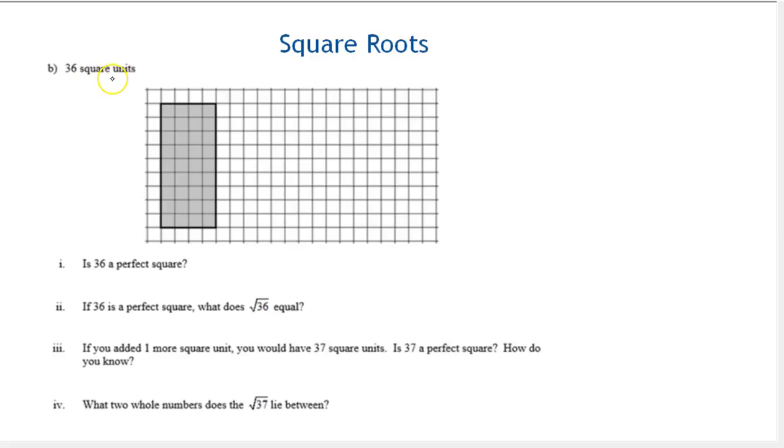Let's look at the next one. Now we're given 36 square units, and we're going to use the spiral method to see if 36 is a perfect square, if we can rearrange these as a perfect square. So let's start right here. 1, 2, 3, 4. Just going to spiral around. 5, 6, 7, 8, 9. 9's a perfect square. Keep going. 10, 11, 12, 13, 14, 15, 16. 16's a perfect square, but we have to keep going.